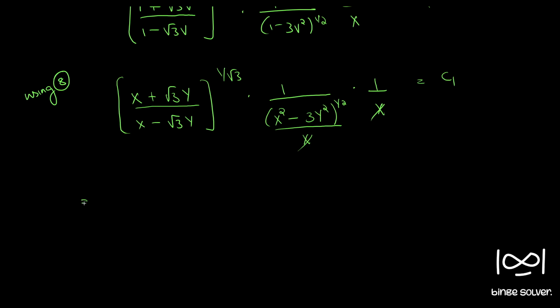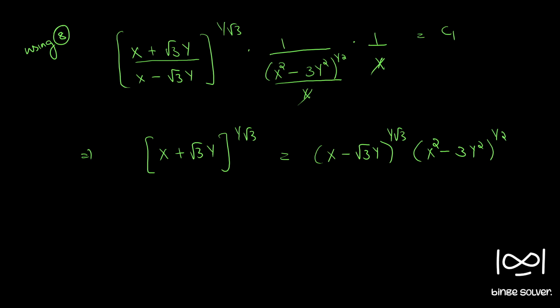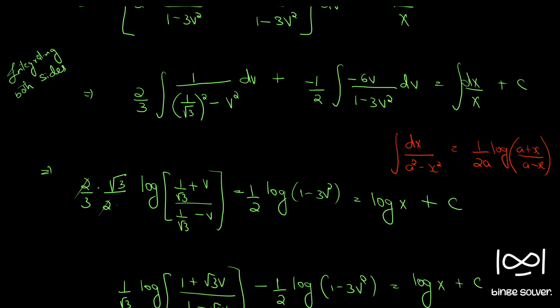So again, further simplifying, x plus root 3y, 1 by root 3 is equal to x minus root 3y, 1 by root 3 into x square minus 3y square raised to 1 by 2. So now we can use the substitution for capital X and capital Y.